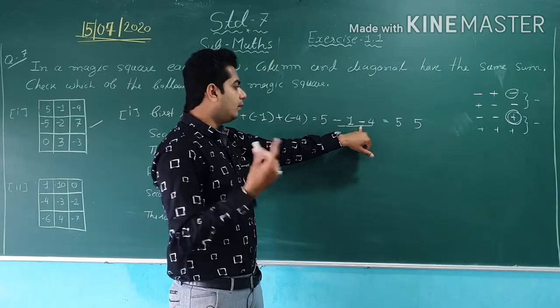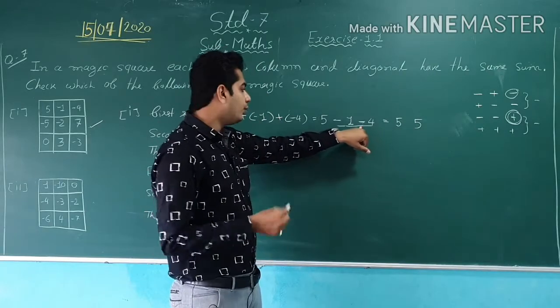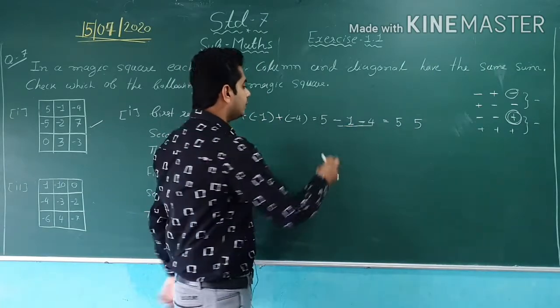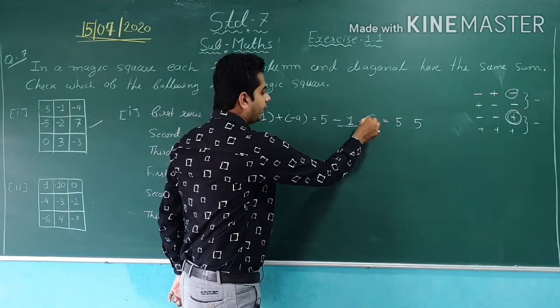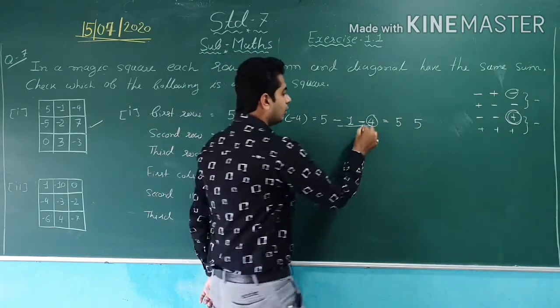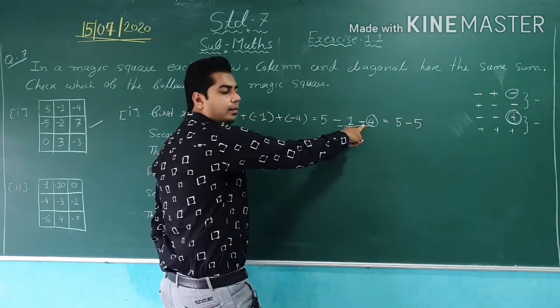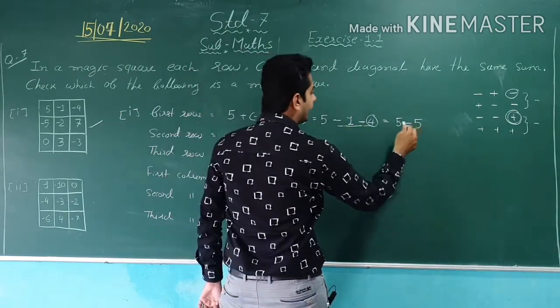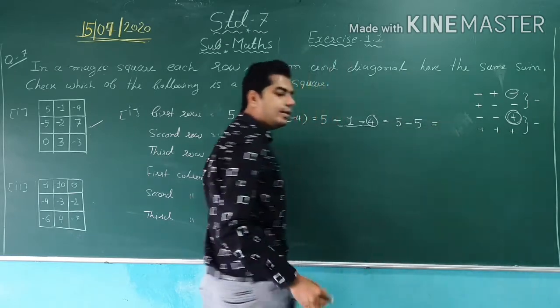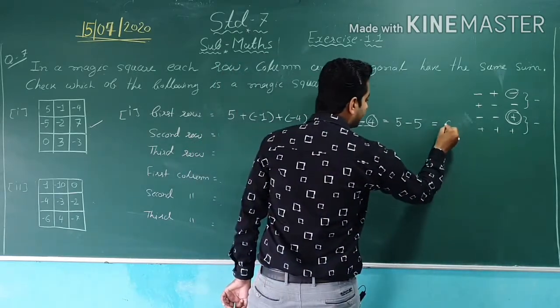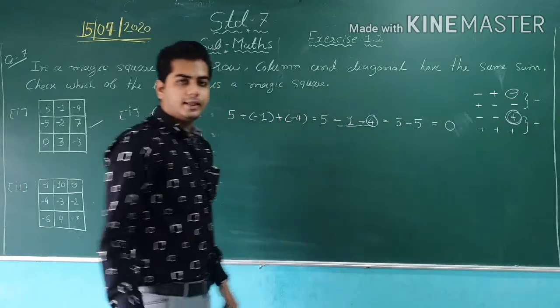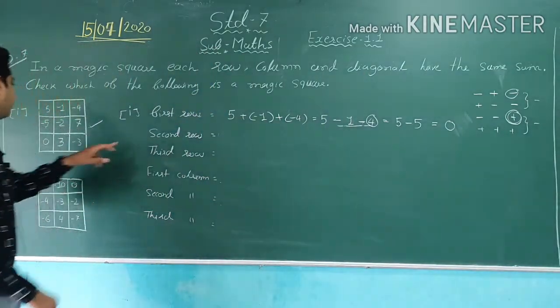Now the next step is putting the sign. What sign should I put here? See, what is the bigger digit here? It is 4. So what should I put here? Minus. Why? Because the bigger digit has a minus sign. That's why 5 minus 5. So 5 minus 5 is lastly what? It is 0. Easy? Let's take the second row.